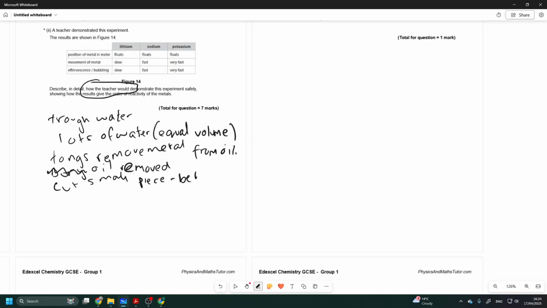and then, behind a safety screen, we're going to add it to water. Okay, now this bit's important: safety. We've said a small piece, that's safety, and we've said about a safety screen. That's safety, okay? So we've talked about safety here.